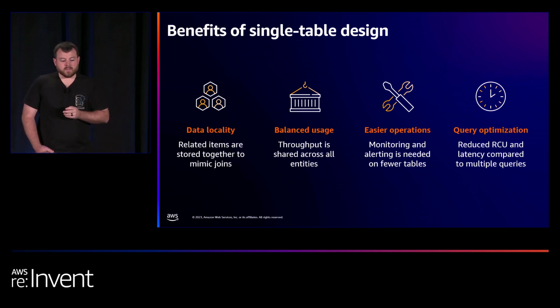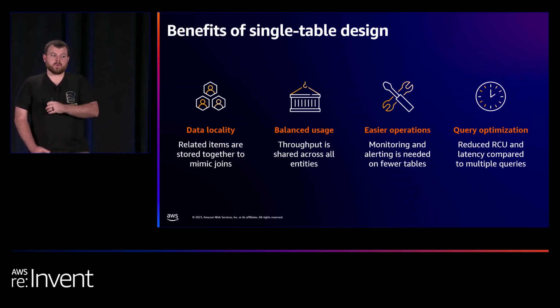Another benefit is throughput will be shared across all entities in this common table. So if you have, say, orders with a pretty low write or read rate, but then you have products with a higher read rate or customers with a higher write rate, we've smoothed out the curve. The spikiness of traffic is now shared across all of them, and we don't have to worry about the capacity being over-provisioned as much because they've all kind of evened each other out.